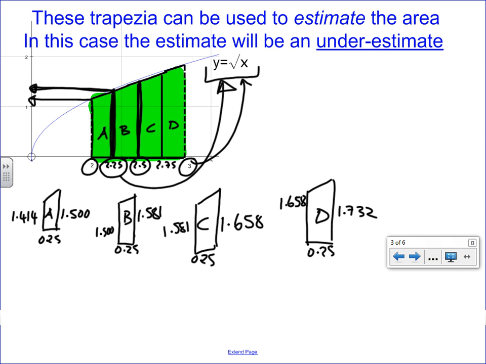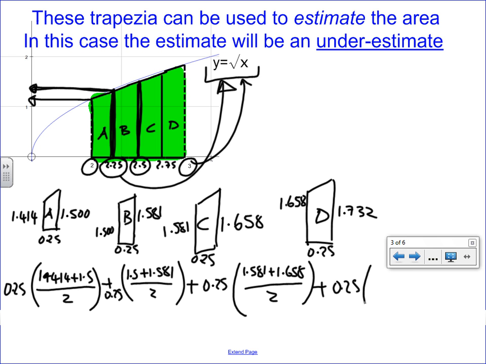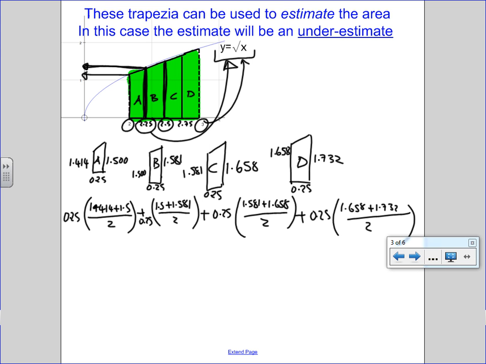Okay, so the area of a trapezium is, we add up the parallel bits, 1.414 add 1.5, divide by 2, and times by the distance between them. And so that's that one. And then this one will be 1.5 add 1.581 over 2, again, times 0.25. And then this one will be 0.25 times 1.581 add 1.658 all over 2. And this one will be 0.25 times 1.658 add 1.732 all over 2. Agree?